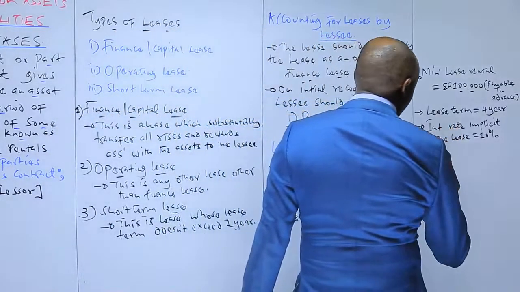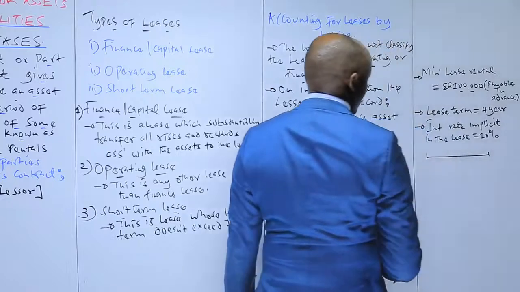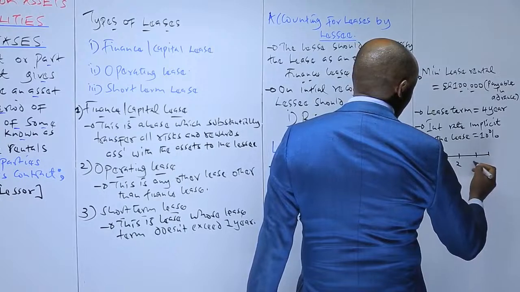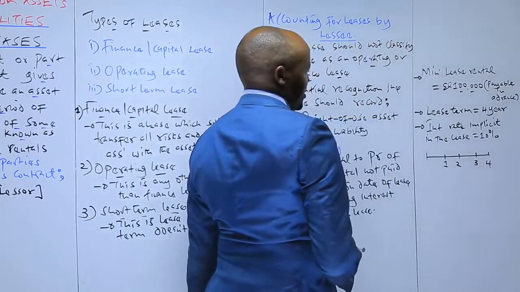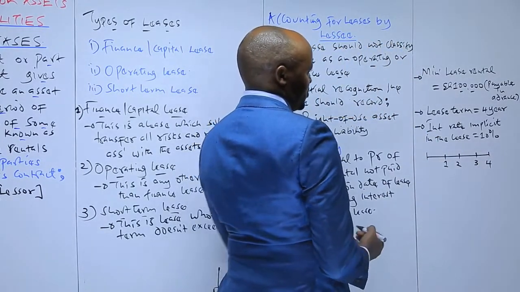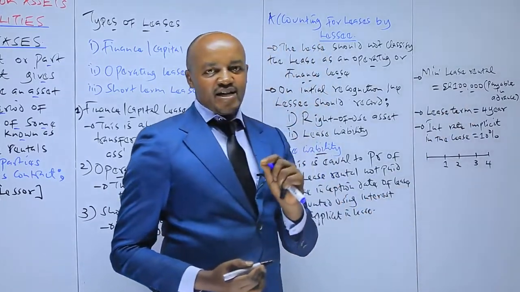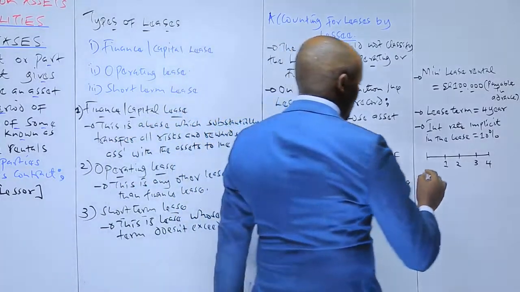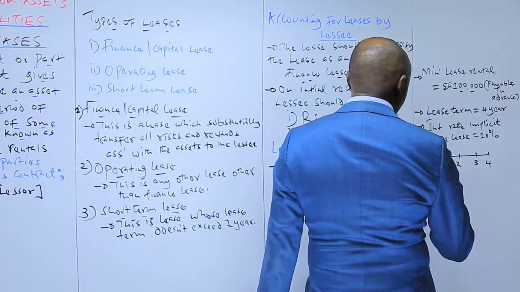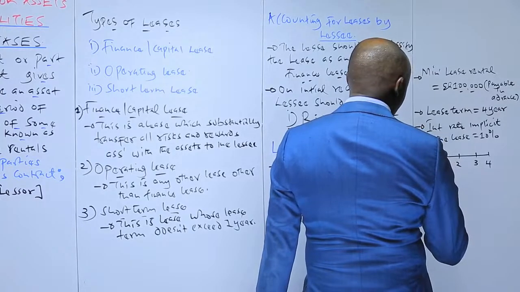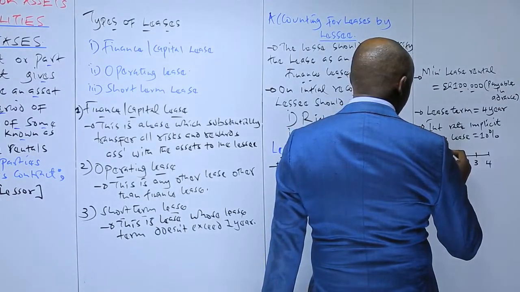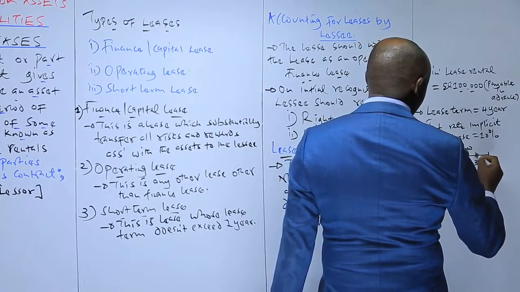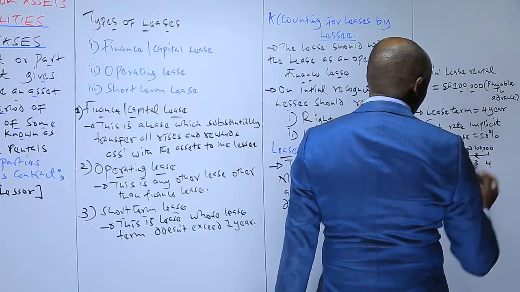So maybe we can have a schedule here. Our lease is for how many years? For 4 years. So this will be year 1, year 2, year 3, year 4. How much rent is supposed to be paid annually? The rent to be paid annually here is 100,000, and it should be paid at the start of each year. So the first rent will be paid at the start of year 1, which we refer to as time 0. The other rent will be paid at the start of year 2, the other at the start of year 3, and the other at the start of year 4.